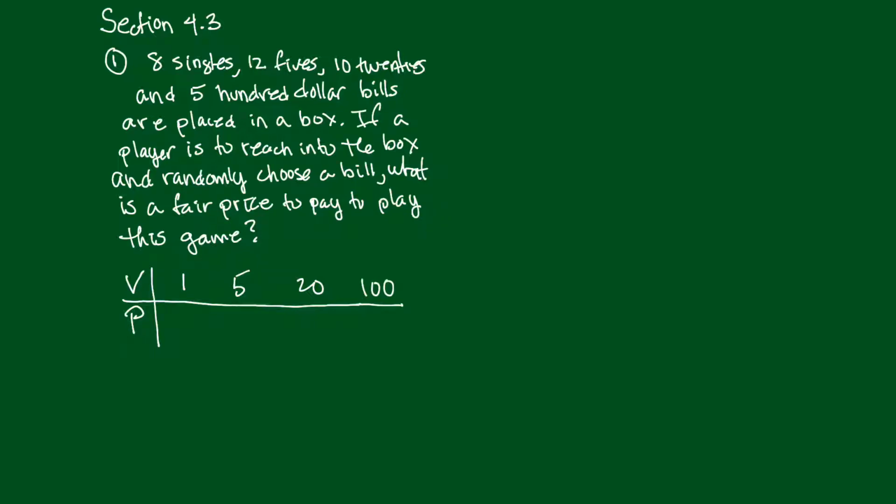Now, what are the probabilities of each of these? Well, how many bills do we have all together? We have 8 singles, 12 fives, 10 20s, and 5 hundreds. So here's 20, 30, 35. All right, so there's 35 bills.